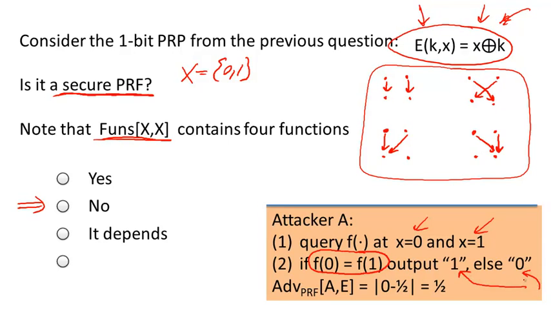So let's look at the advantage of this distinguisher. Well, when it's interacting with a PRP, we'll never output a 1 because f(0) can never be equal to f(1). In other words, the probability of outputting 1 is 0. However, when we interact with a truly random function in Funcs[X, X], the probability that f(0) is equal to f(1) is exactly 1/2, because half the functions satisfy f(0) equals f(1) and half the functions don't. So then we'll output 1 with probability 1/2. So the advantage of this distinguisher is 1/2, which is non-negligible, and as a result, this PRP here is not a secure PRF.